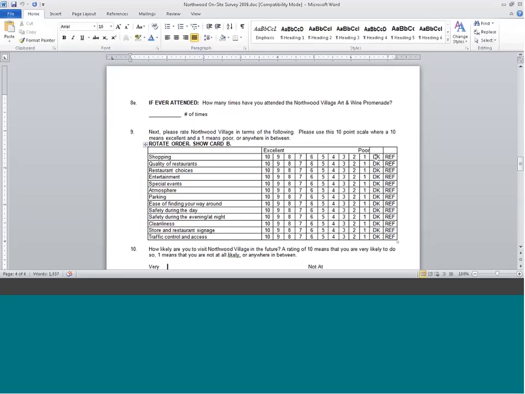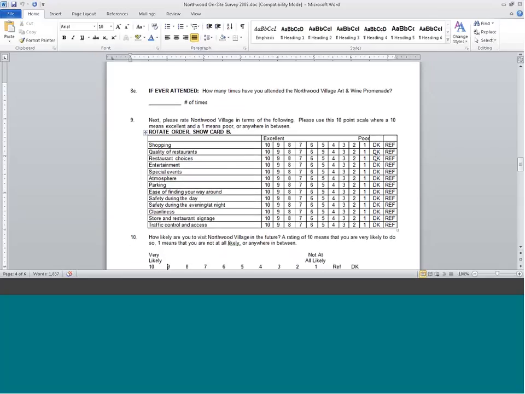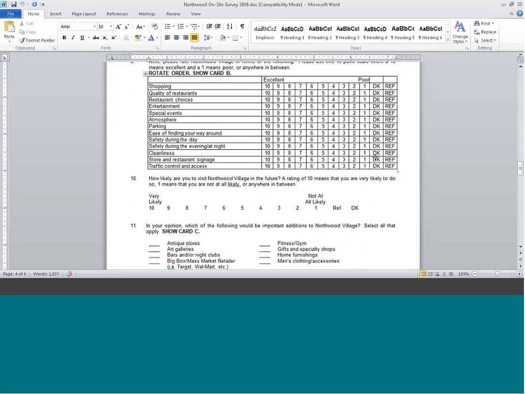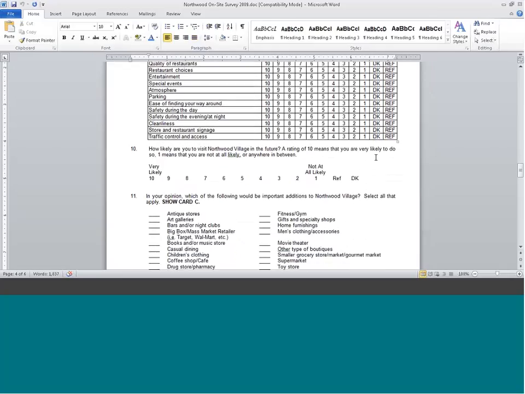Now you'll see that this question has a DK and a ref, okay? DK means don't know, and ref means refusal. Refusal means that the person did not answer that question, okay? Now you'll see most of the time in this survey, they didn't give the ability to do a refusal. They had to answer. But for whatever reason, this one, they decided that they're going to allow them to refuse to answer the question.